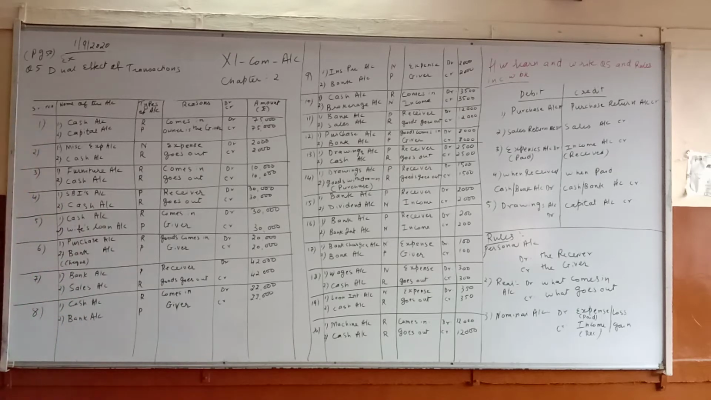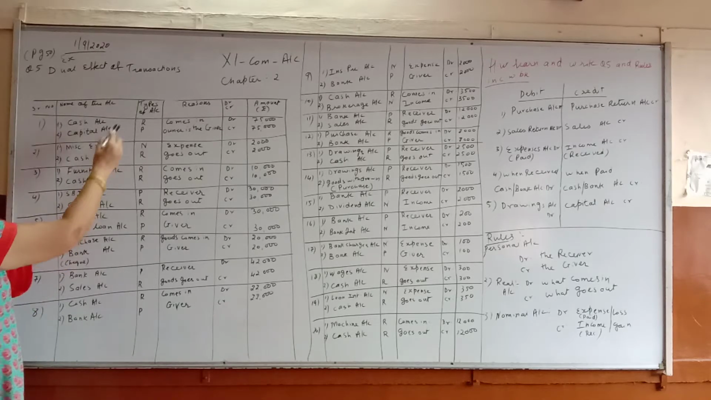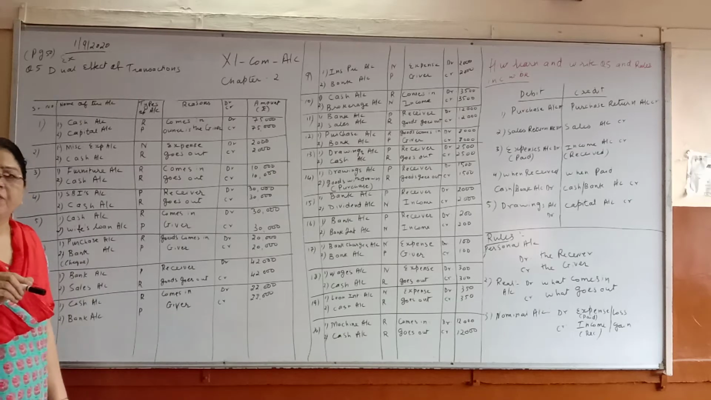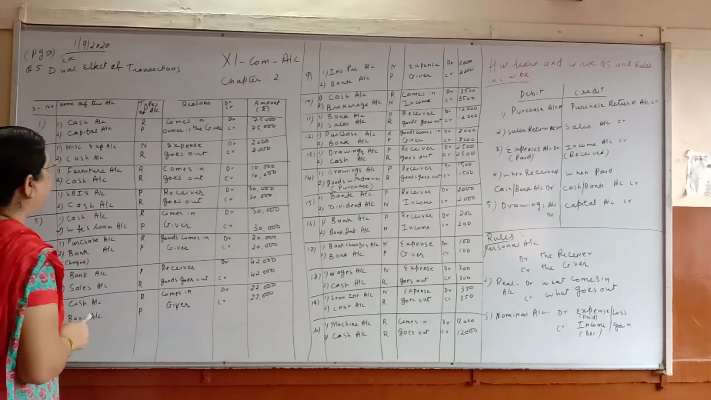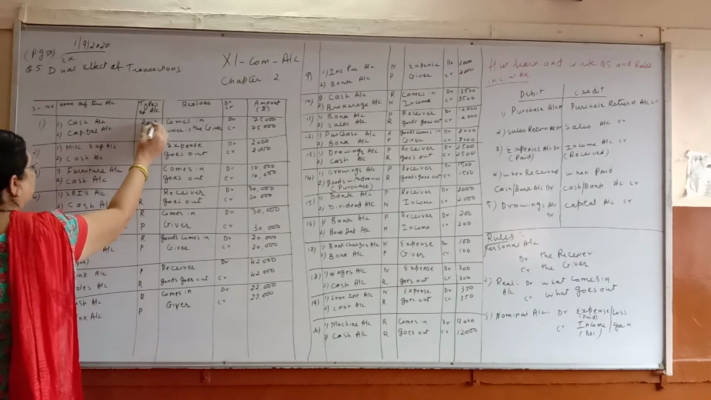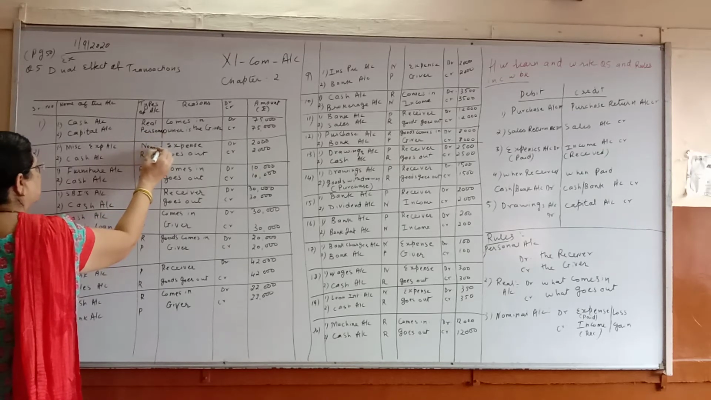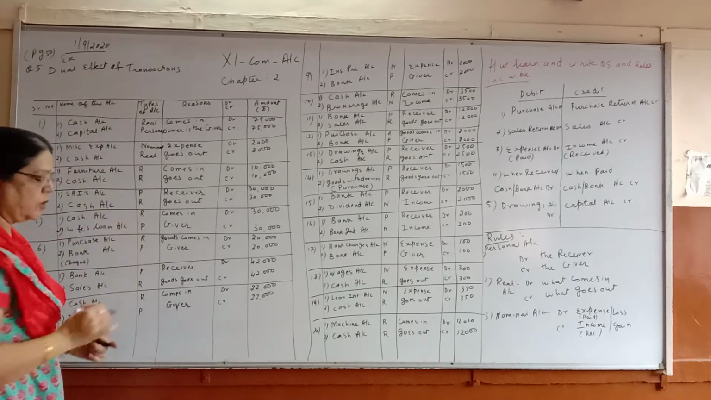Now a simple entry here: cash and capital. Started business means one account will be cash and the other account will be capital. Capital is always credited. It is the owner who brings it, and cash comes in. Now children, you have to write the types of account. Cash is which type of account? Real. What is the rule for real account? Real account. This is personal, and this is nominal. Okay? So I have written it in short. You will be able to follow this.